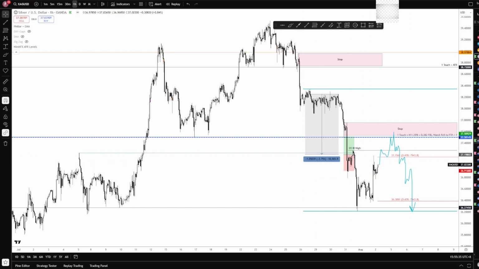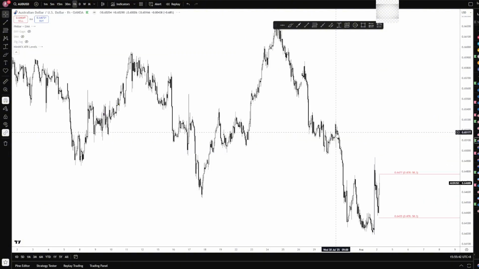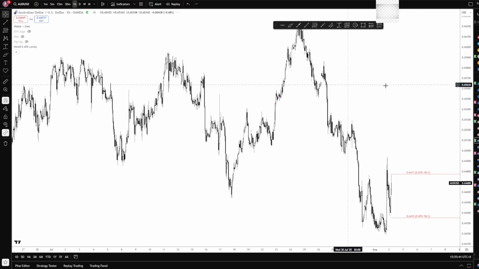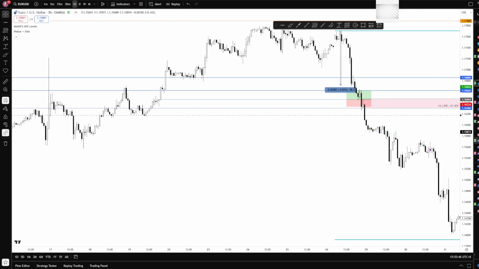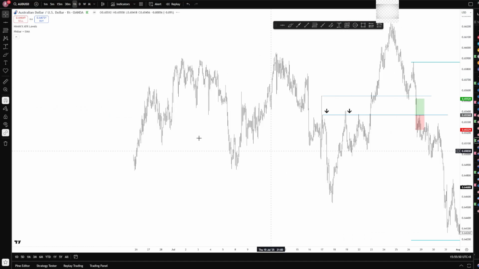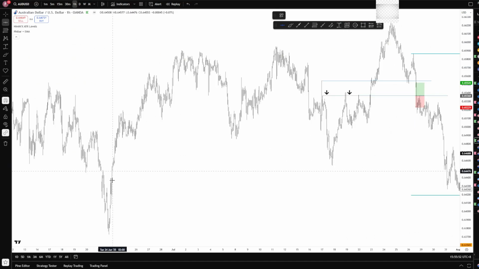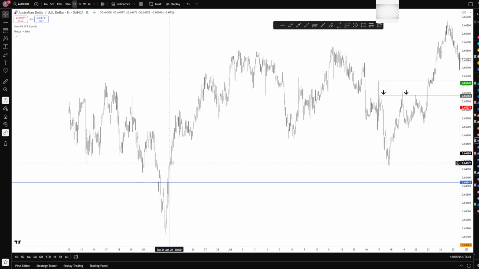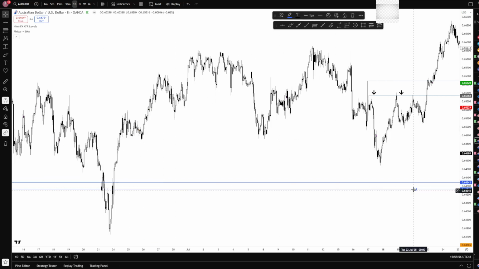Another FOMC trade I took was another trade on Aussie dollar again. So I'll mark it out on here, Aussie dollar. Monday I took that. Tuesday there was this level here that I marked out, and my stop was below here.